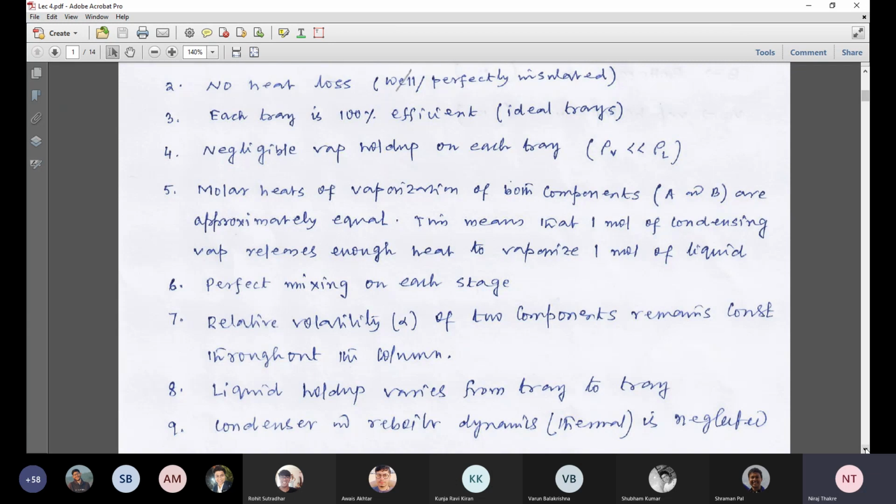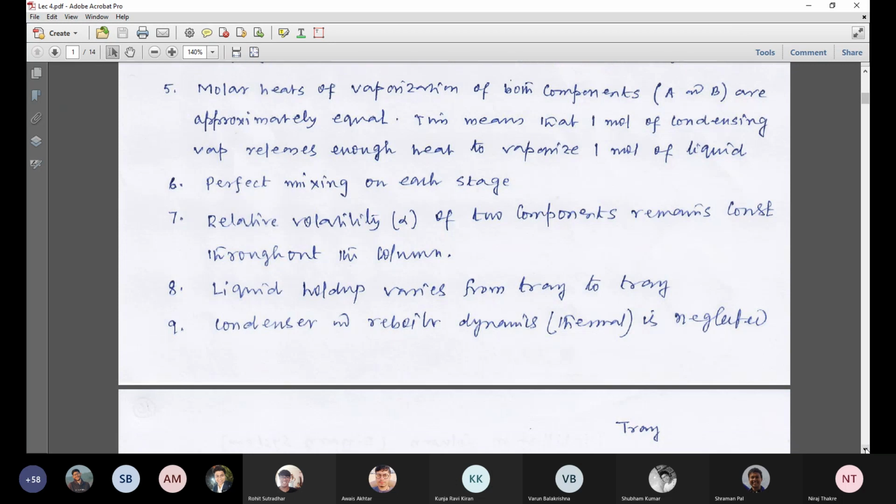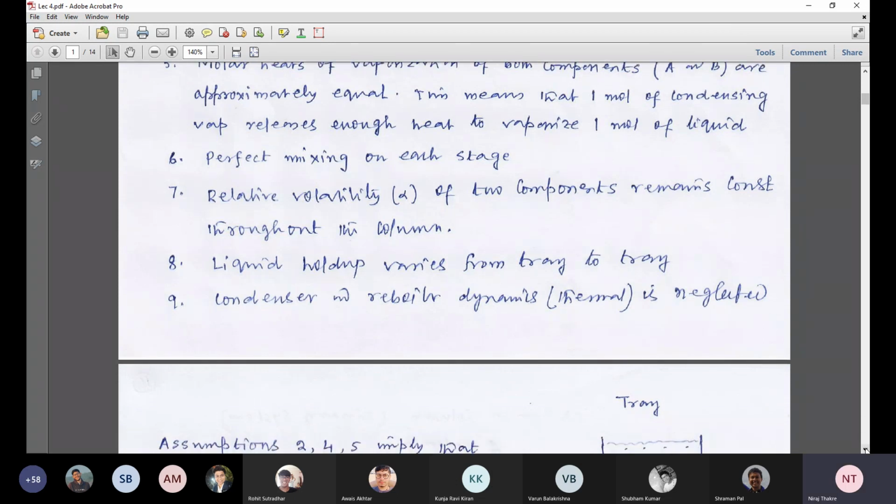Ninth assumption, condenser and reboiler dynamics is neglected, particularly thermal dynamics. That means we are not going to write any energy balance equation for condenser and reboiler. The thermodynamics is neglected. I think these are the assumptions. Based on these assumptions, let us develop the model for the distillation column.